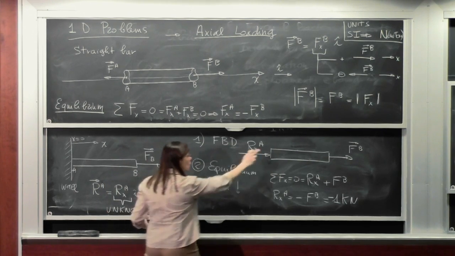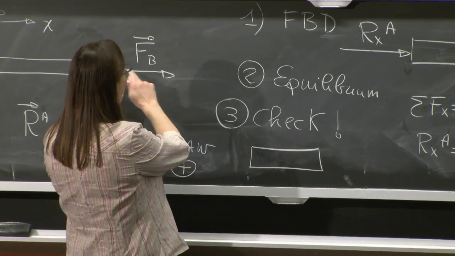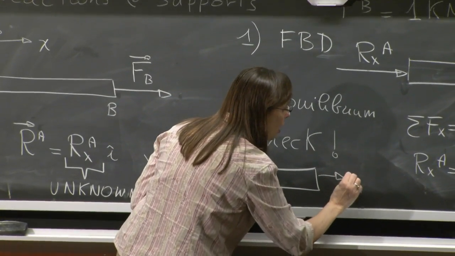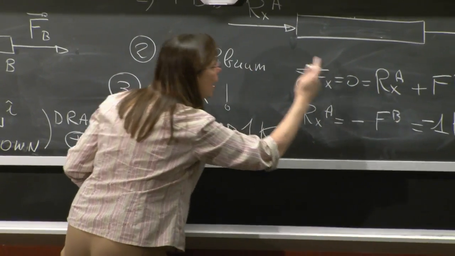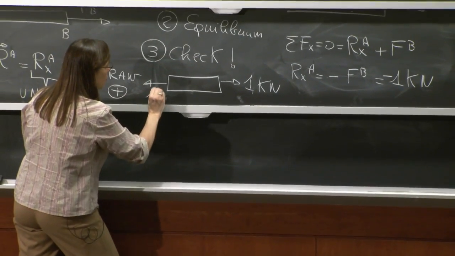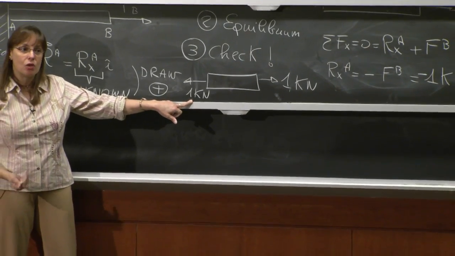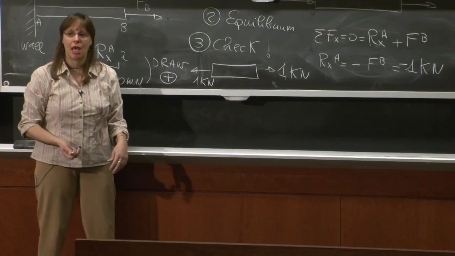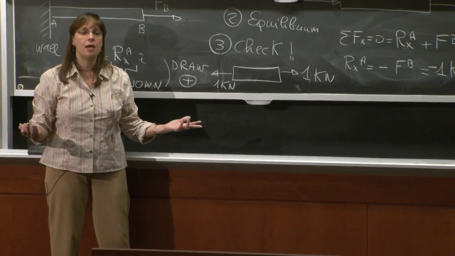To check it, you just draw the bar, and you draw the things you know. FB points this way. The magnitude is 1 kilonewton. So you put 1 kilonewton this way. RXA is 1 kilonewton negative, so it goes opposite to this. You put it this way. Notice that I do not write minus 1 kilonewton. I took the minus by putting it against the x, right? And then I look at this structure and I say, does that look in equilibrium? Duh, yes it does. Okay?